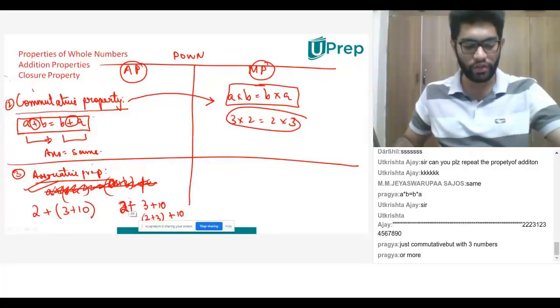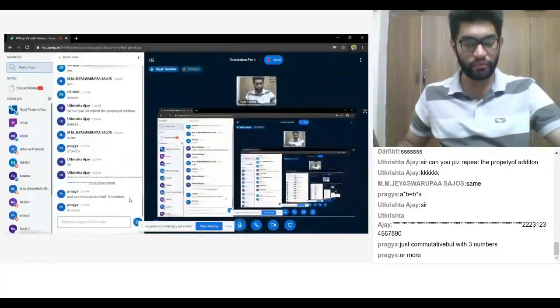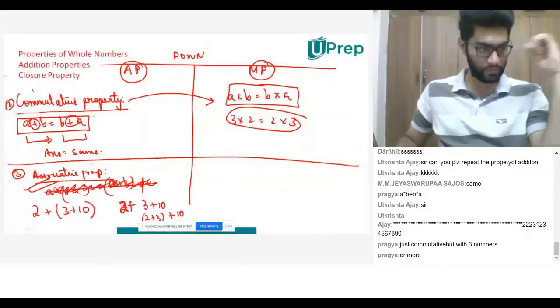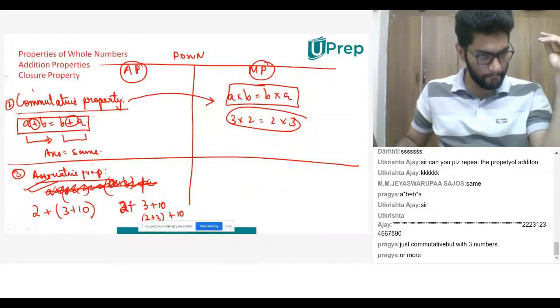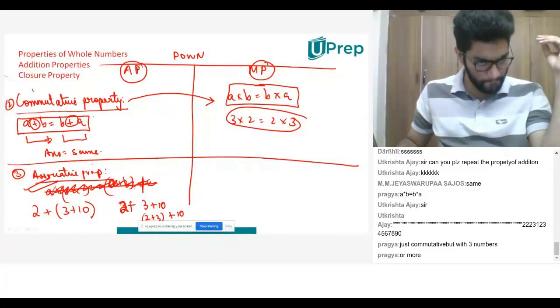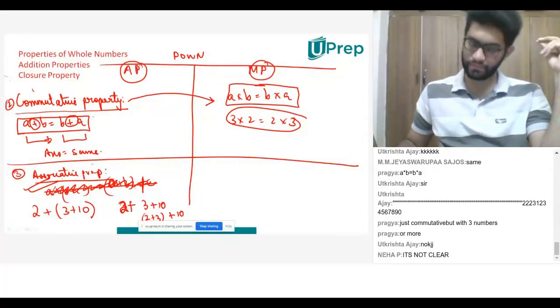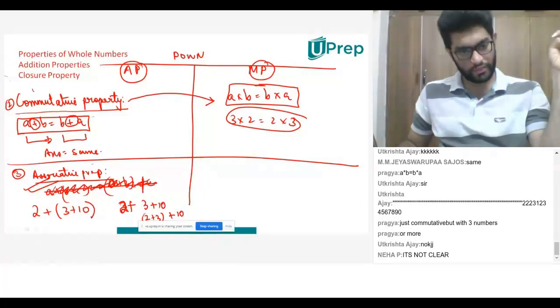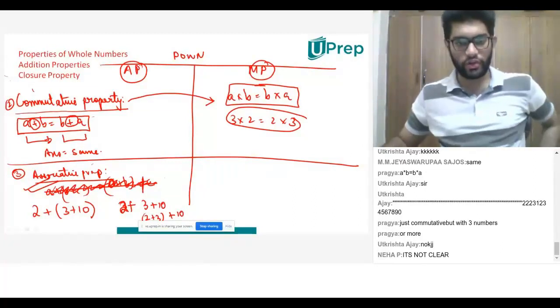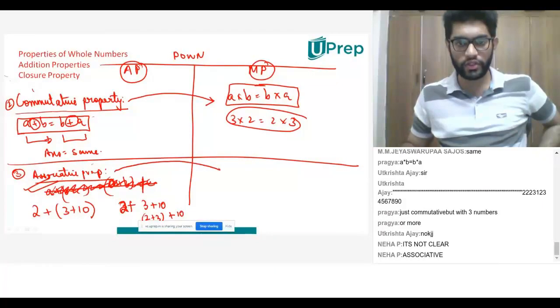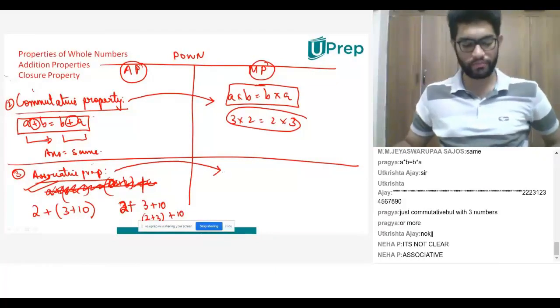Someone wanted to speak. Sir, in other words, the sum of 3 whole numbers remains the same even if their grouping is changed. Right. So how are we supposed to correlate the associative property over here, guys, in terms of multiplication?